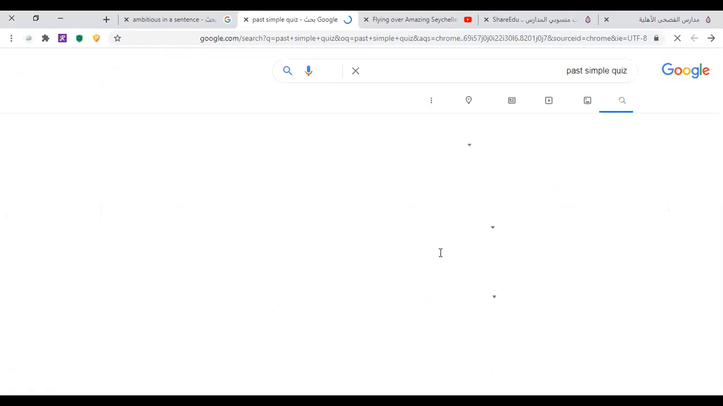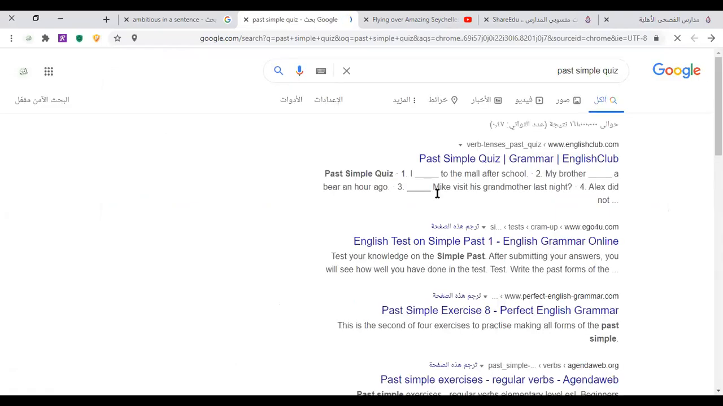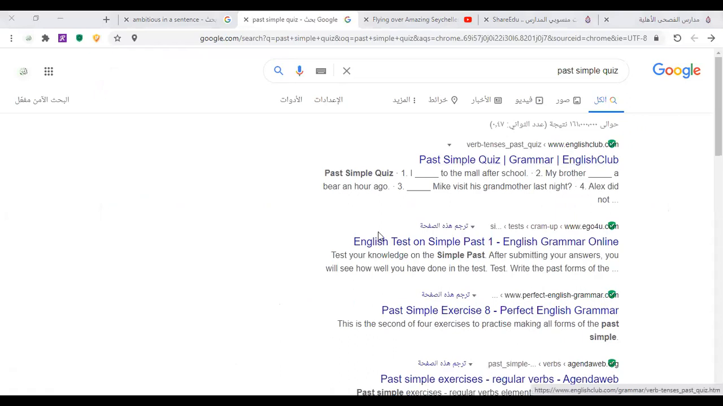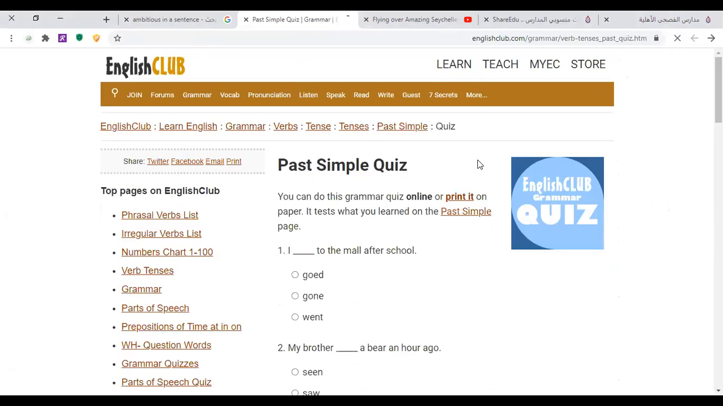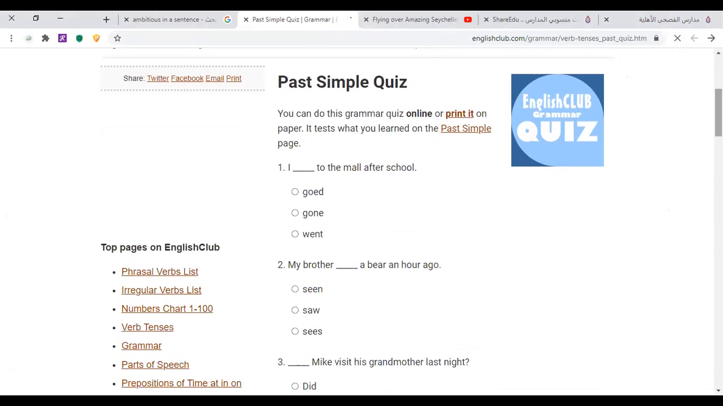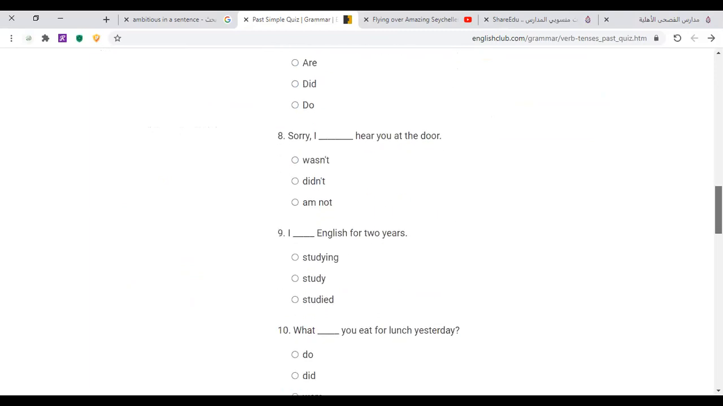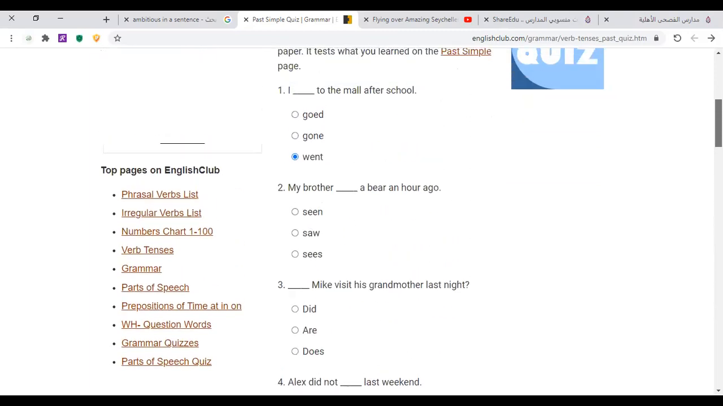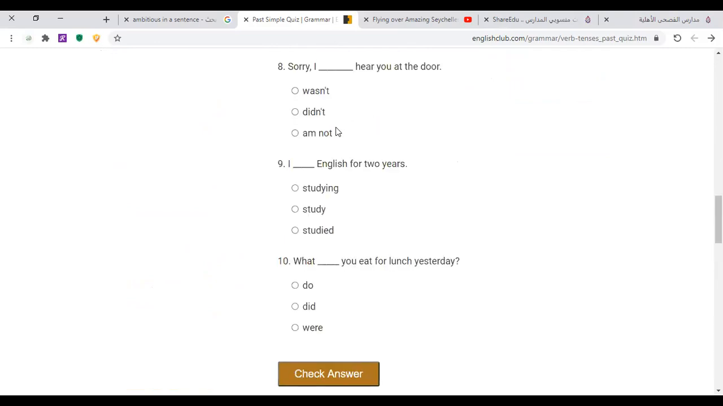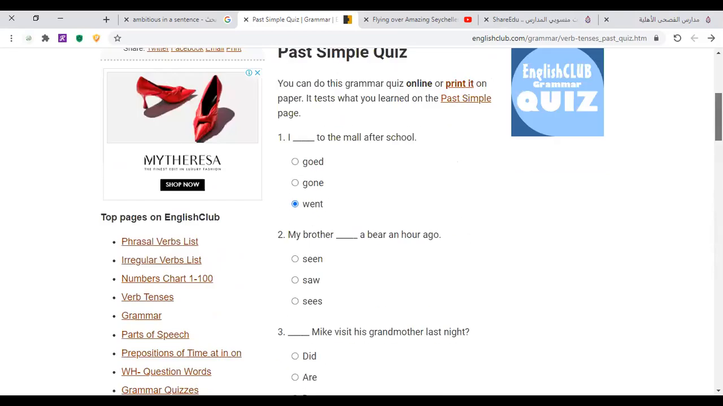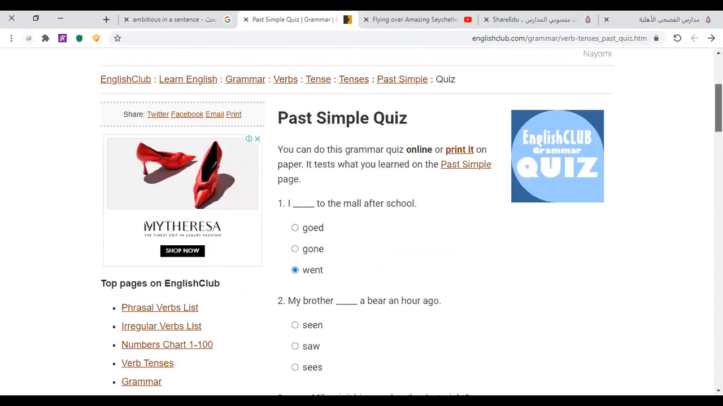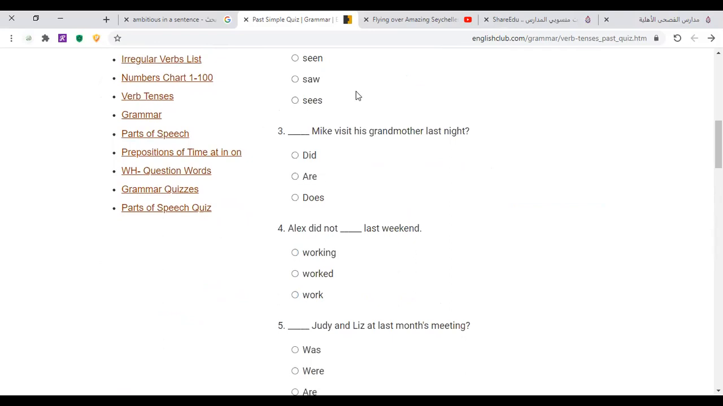I want to see if I understand. I want to see if I can answer the questions of the exam. So I'm going to choose any website that gives me a quiz about the past simple. I want to check my answers. So I have here a quiz. I'm going to answer the questions by choosing. After I finish the quiz, I want to make sure whether my answers are correct or not. What are the mistakes? After that, I'm going to choose check answers. Okay, and then I'm going to see what mistakes I have made. Why did I make a mistake here or there?